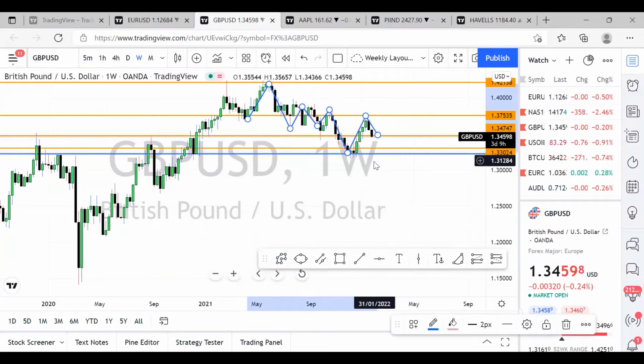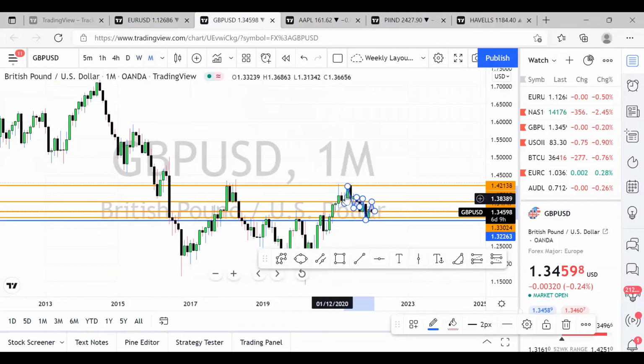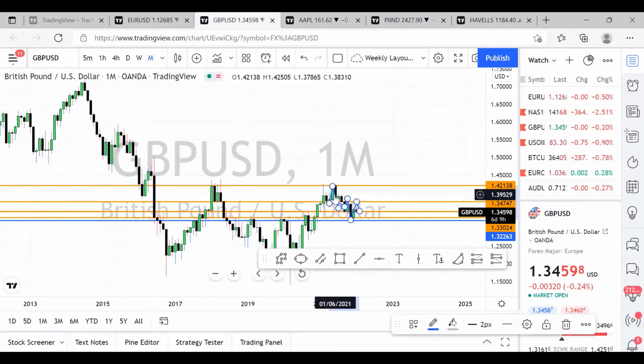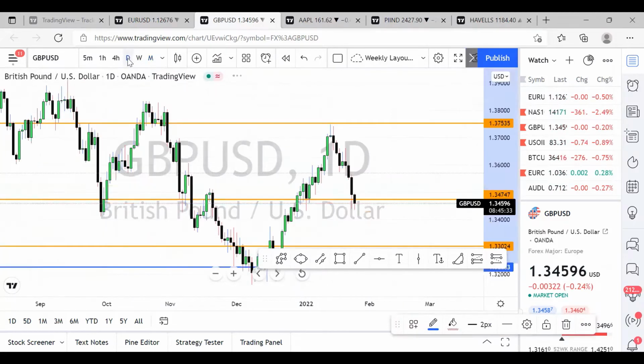Okay, so this is telling me that on the weekly, and if we look on the monthly, if I just take them to one side, you have selling pressure more than buying pressure. Now let's check out what's happening on the daily.